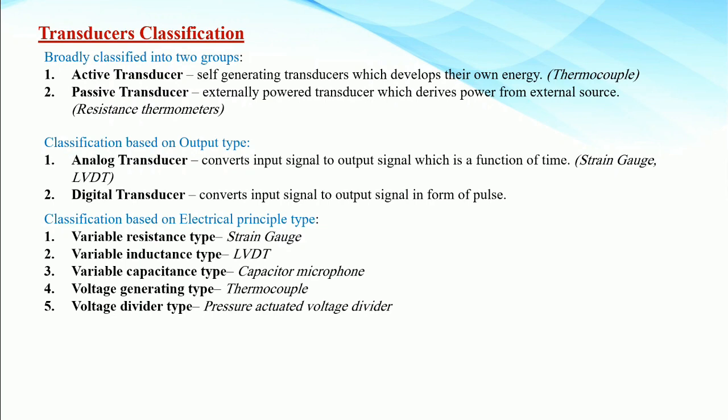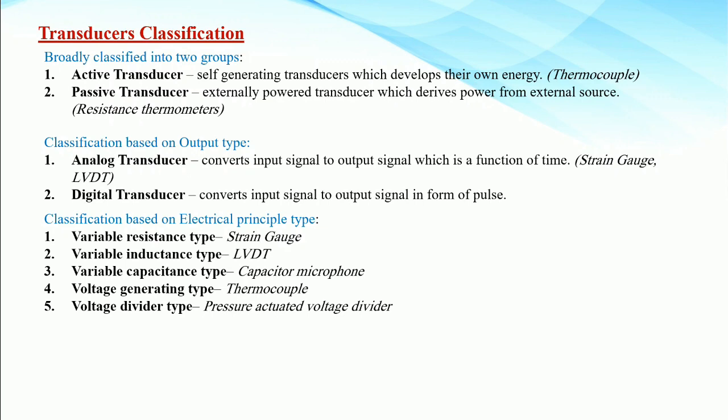Then it can be classified on the basis of electrical principle type. Number one is the variable resistance type, of which there are different examples like strain gauge, pressure gauge, thermistor. Then the variable inductance type, such as LVDT, reluctance pickup, eddy current gauge. Then the variable capacitance type, such as capacitor microphone, pressure gauge, dielectric gauge.